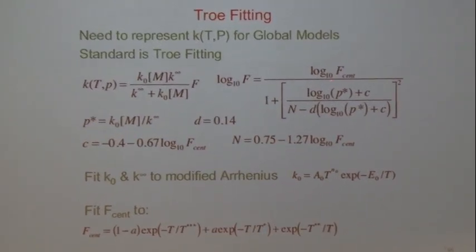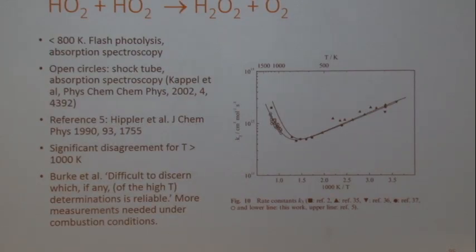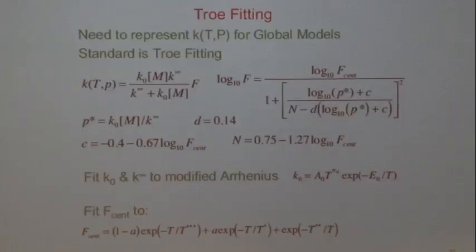So many times in your kinetic models, they'll report Troe parameters, which are these P stars and C and stuff like that. Can you tell us what the theoretical reason is? I'll come back to this later in the week. It's very detailed.